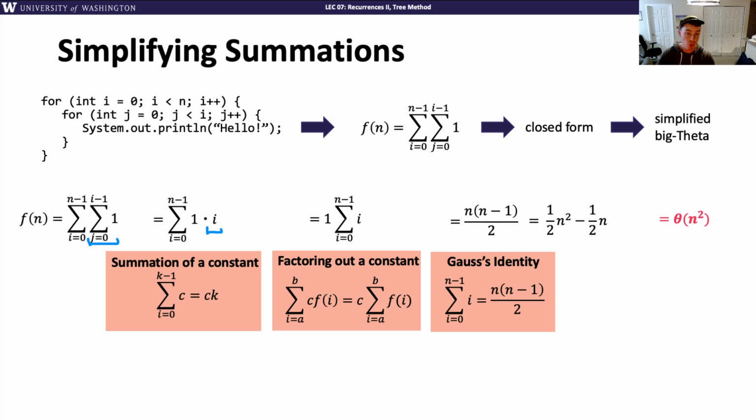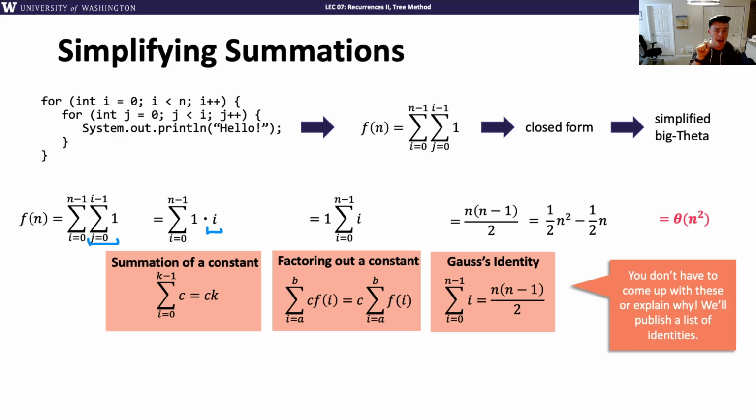And so you'll get lots of practice trying out different summations and applying these identities to massage from point A to point B to get something usable. Now, really importantly, I want to highlight something. The first thing is you do not need to come up with these or explain why these identities are true. We just give you a list of them that you're going to be using in this course. So I want to highlight that first.